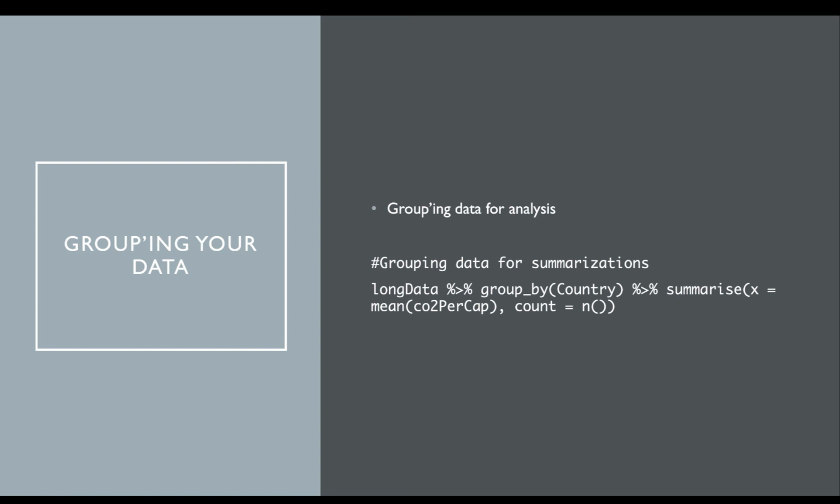The summarization we want is to create a new column X that holds mean values of CO2 per capita for each country for the entire data set. We also wish to create, as part of the summarize function, a count column that holds the number of rows associated with this calculation, which is provided by n open close parentheses. Summarizations and aggregations tend to be one of the most powerful features of dplyr.